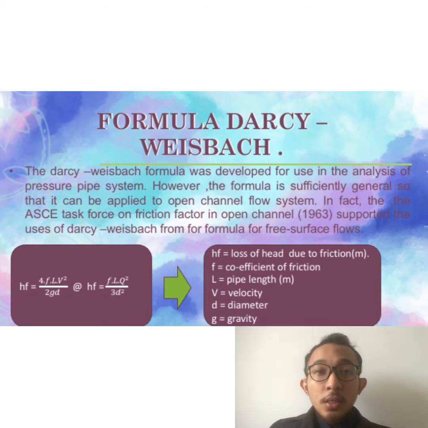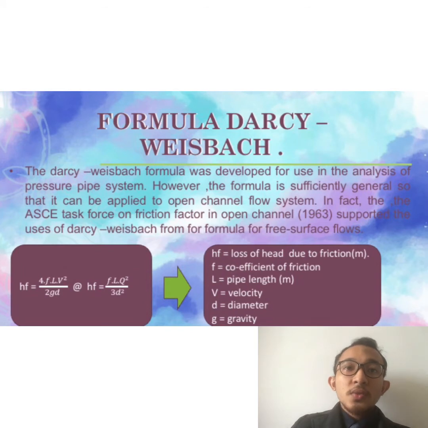For the formula, HF equals 4 times F times L times V squared over 2gD, or HF equals F times L times Q squared over 3D to the power 2. HF is the loss of head due to friction, F is the coefficient of friction, L is the pipe length, V is velocity, D is diameter, and g is gravity.